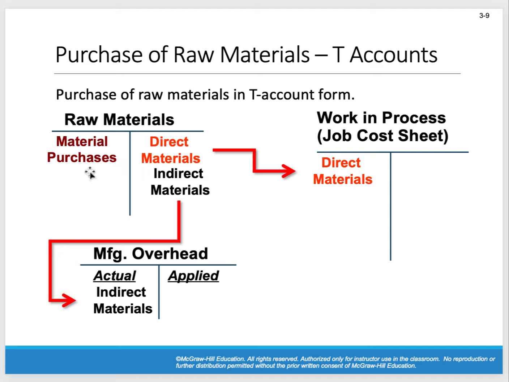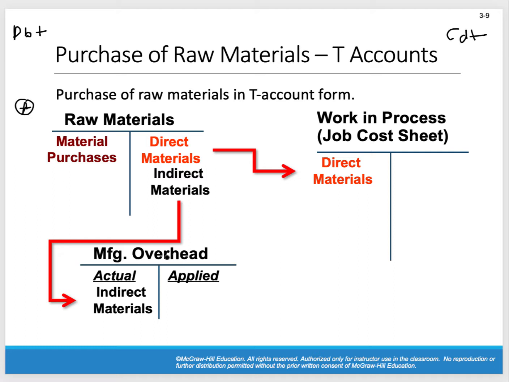Okay, to increase an asset, we must debit it. Bear with me here for 1 second. So the left side is the debit side. Right side is the credit side. Okay, now we're dealing with only assets here. Raw material is an asset account. Put an A for asset.